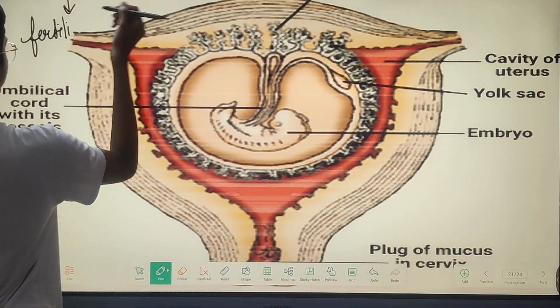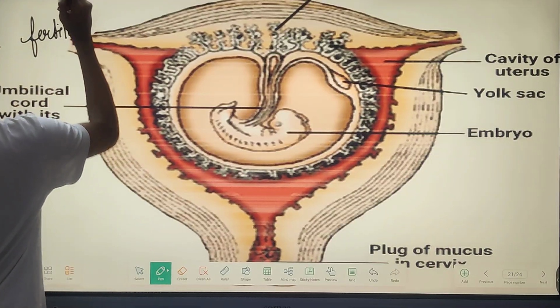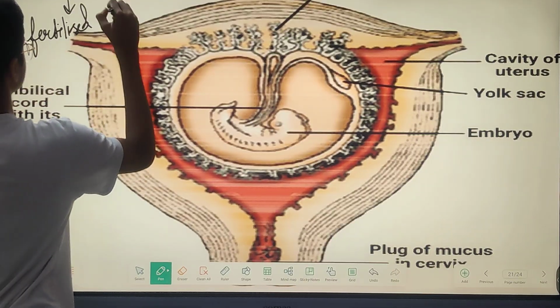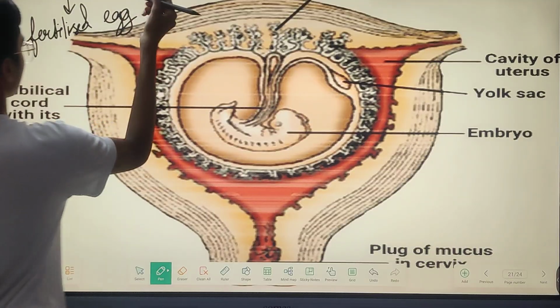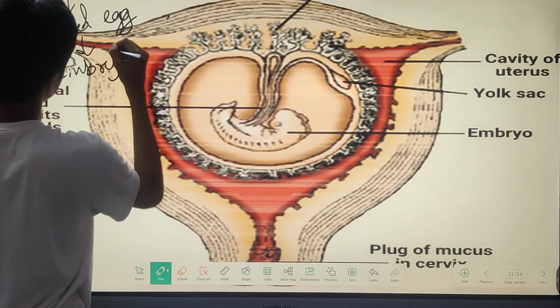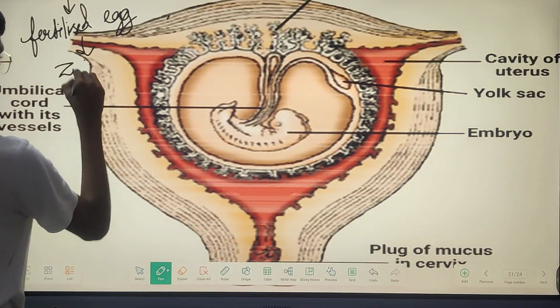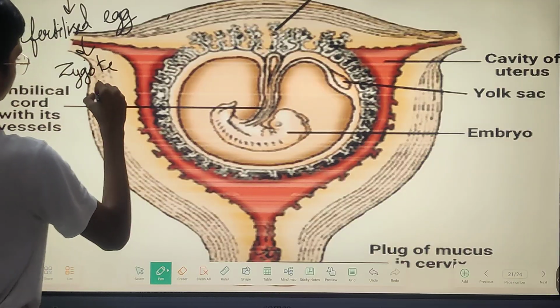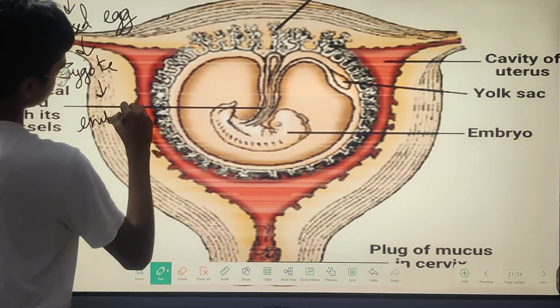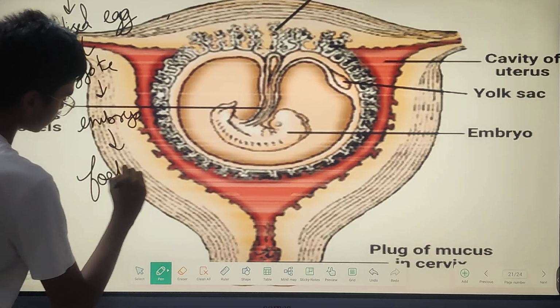Okay, fertilized egg, and this will be forming the zygote. Then it will be giving you the embryo. Okay. Then it will be giving you the fetus.